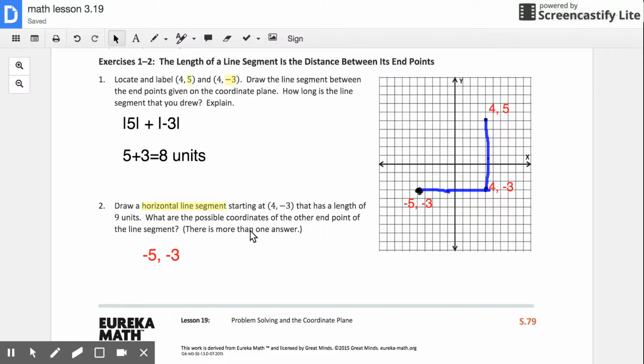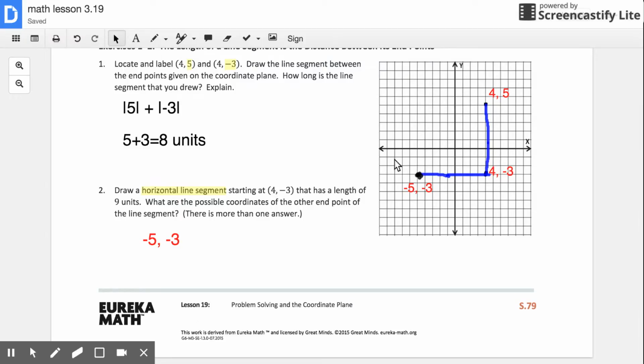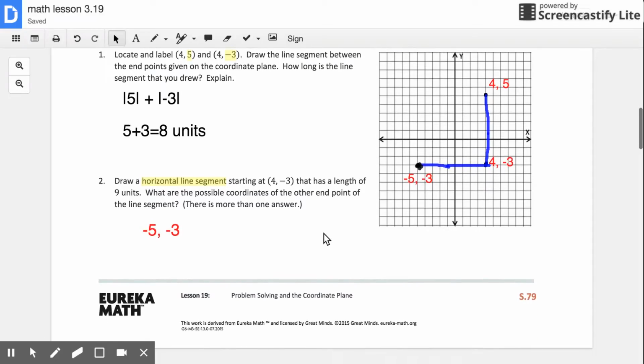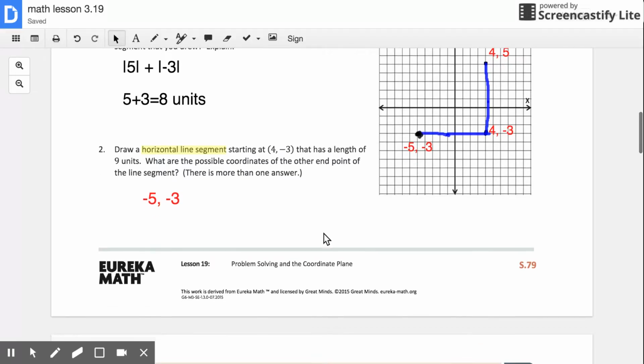Bonus points to you if you can find, using maybe absolute value or plotting it, what the other possible answer would be. We're going to move on. We're going to be using this same grid with all of our notes and everything for exercises 3 and on. So I'm going to have to skip up and down a bunch on the page.